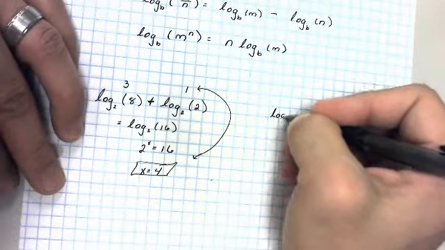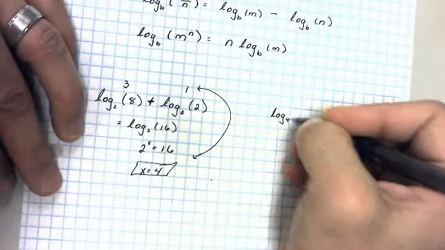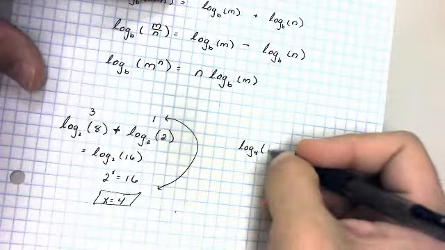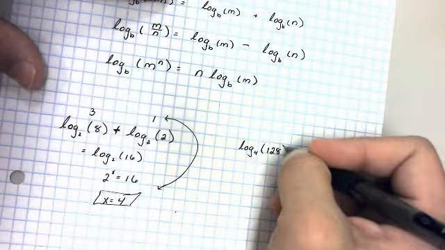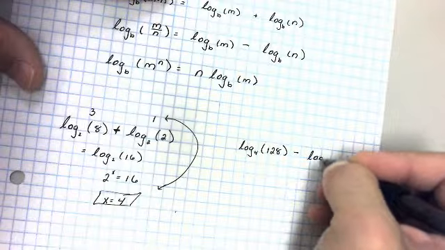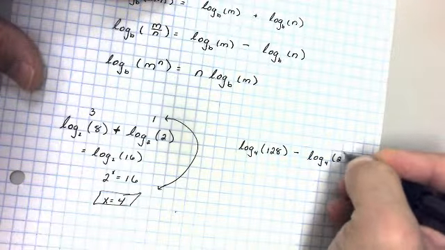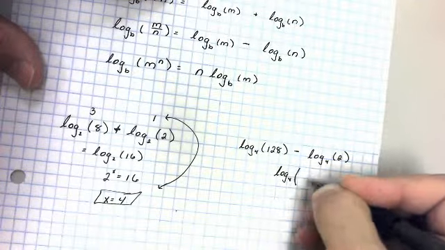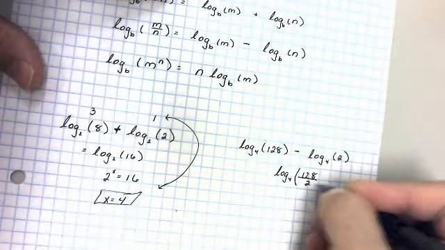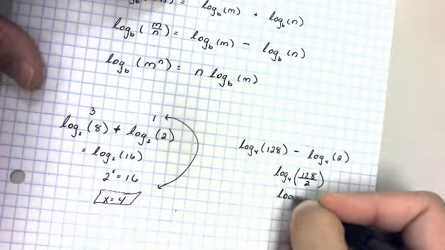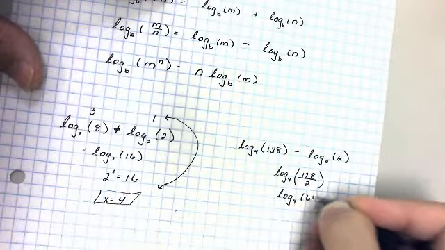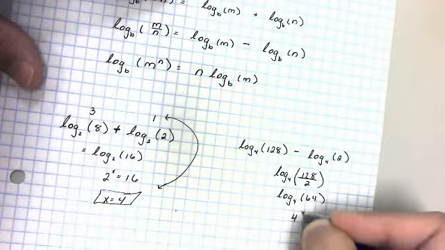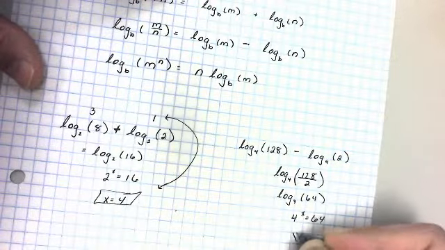If I try log base 4 of 128 minus log base 4 of 2, that would give me log base 4 of 128 divided by 2, which is log base 4 of 64, which we can evaluate because 4 to the third power is 64.